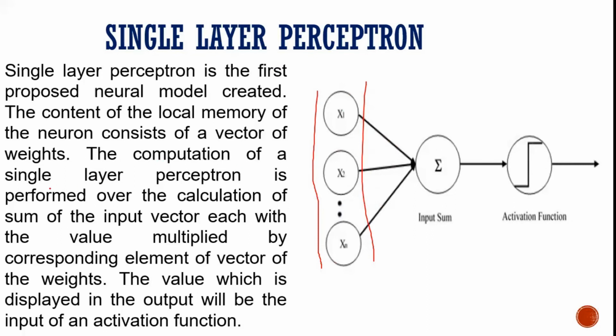The computation in a single layer perceptron is performed over the sum of the input vector, each value multiplied by the corresponding element of the vector of weights. I said so: x1 into W1 plus x2 into W2, all of this we do, and then the summation. The value which is output will be the input of an activation function.